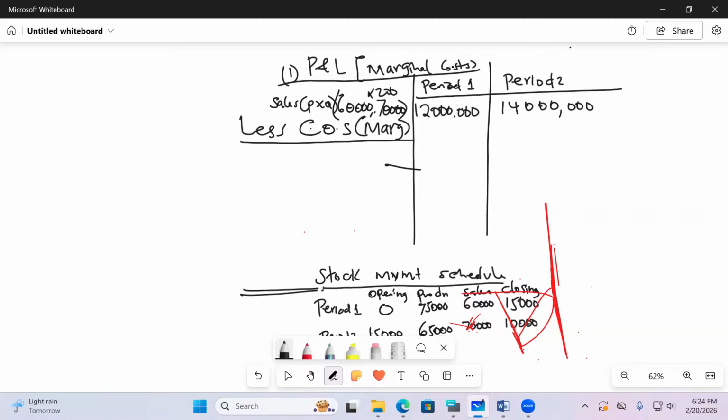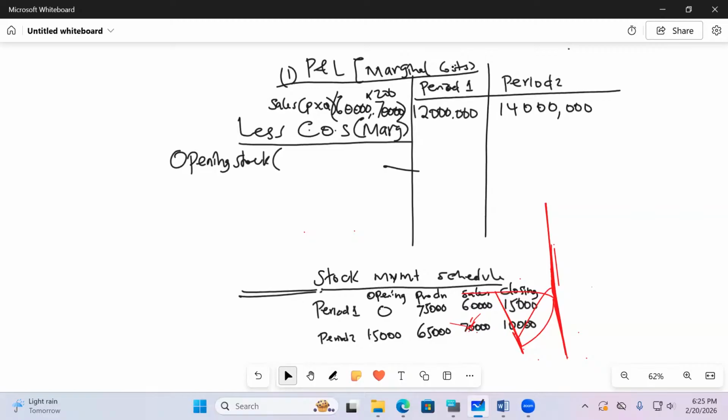So we start with opening stock. Are you able to see the opening stock units, ladies and gentlemen? Opening stock is 0 and what here, somebody? 15,000. So it is 0 for period 1 and 15,000 for period 2. And do we know the stock valuation cost, the marginal one? 120 was the marginal one. Absorption is the one that is 150.